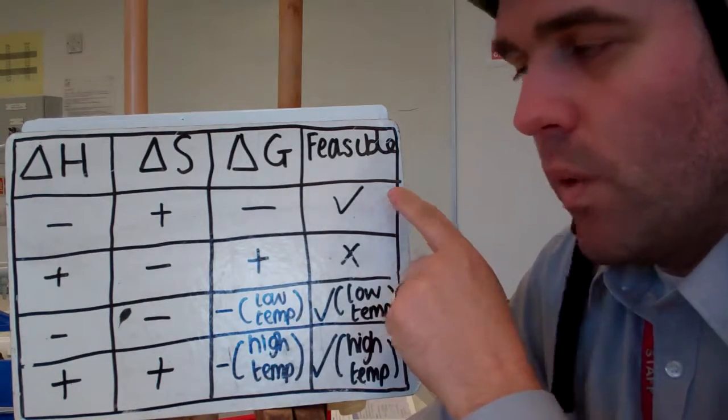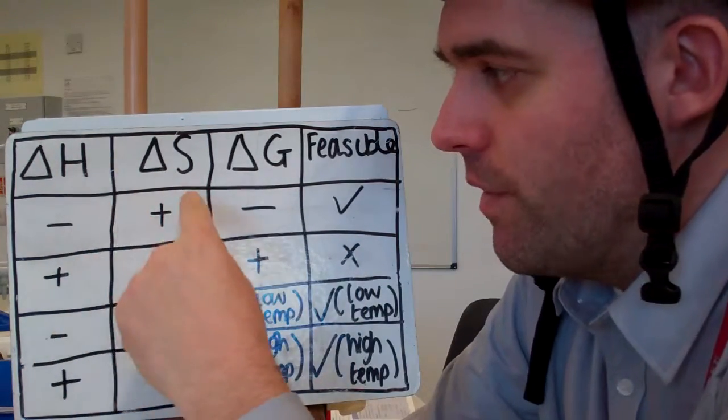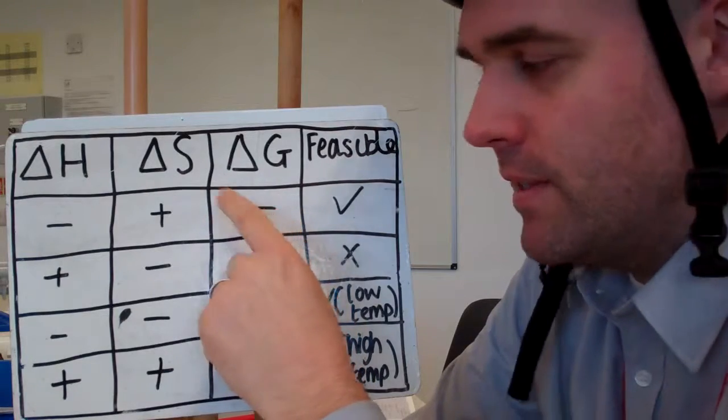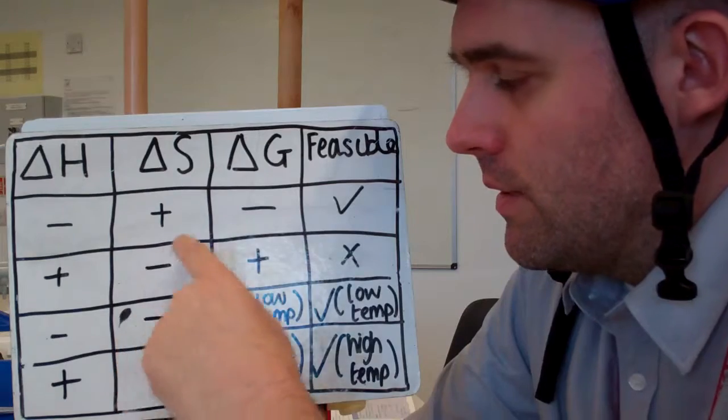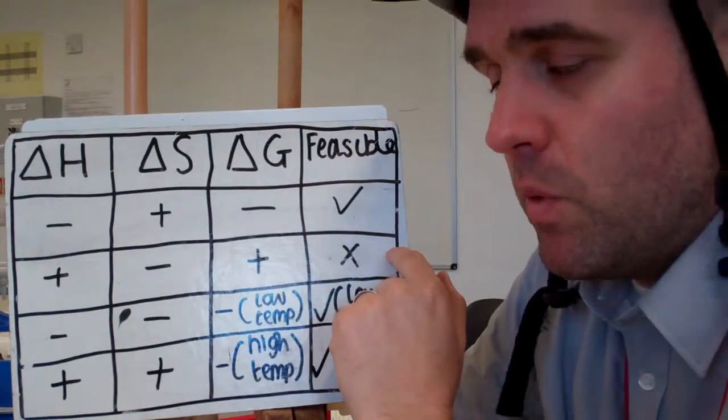Okay? Some reactions are always feasible. Exothermic reactions with an increase in entropy, delta G will always be negative, they're feasible. Endothermic reactions with a decrease in entropy, delta G will always be positive, they're never feasible at any temperature.